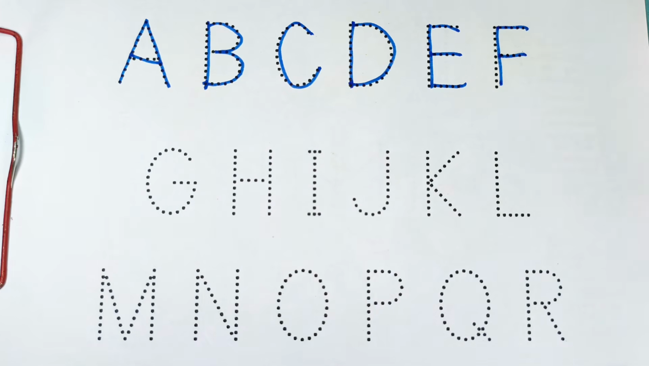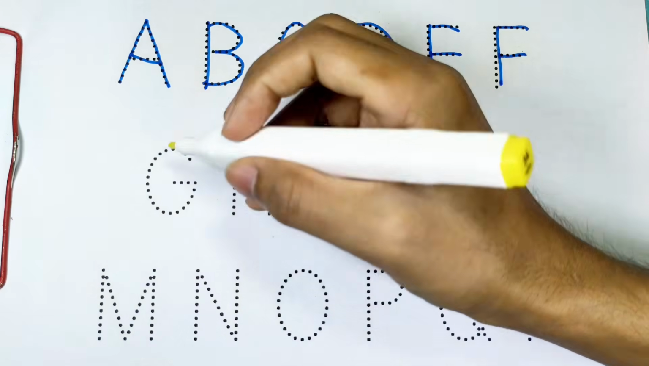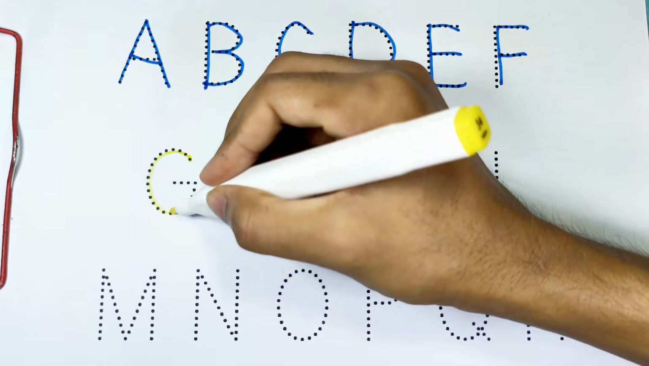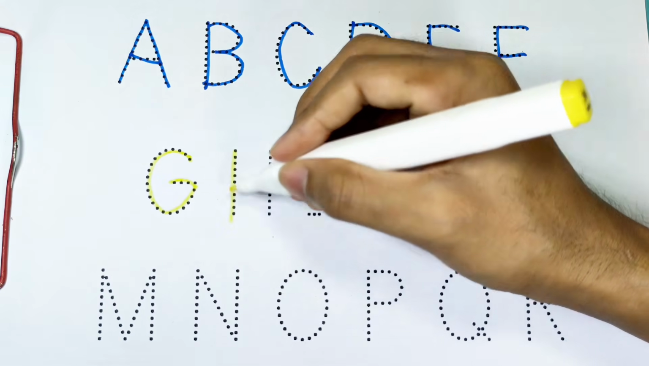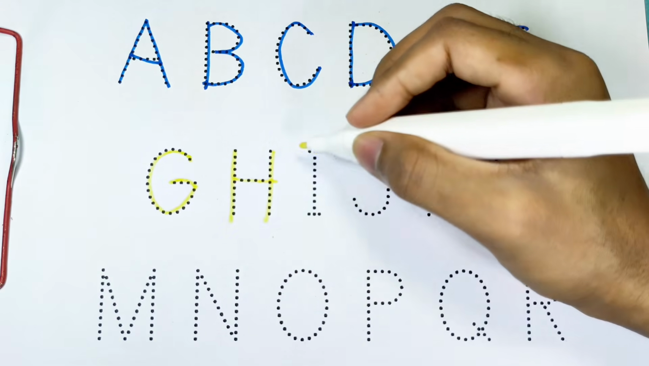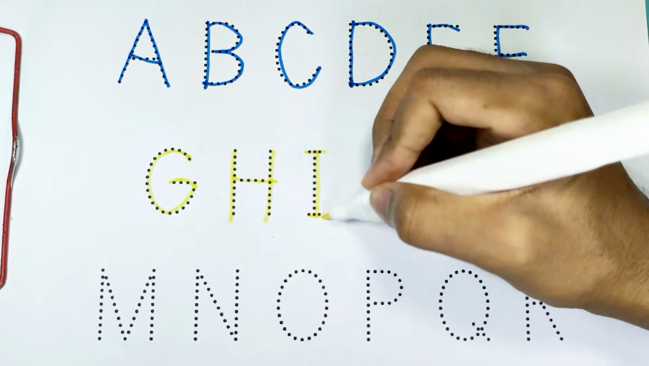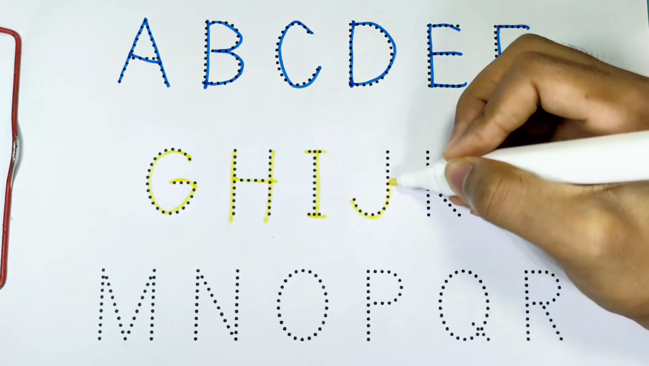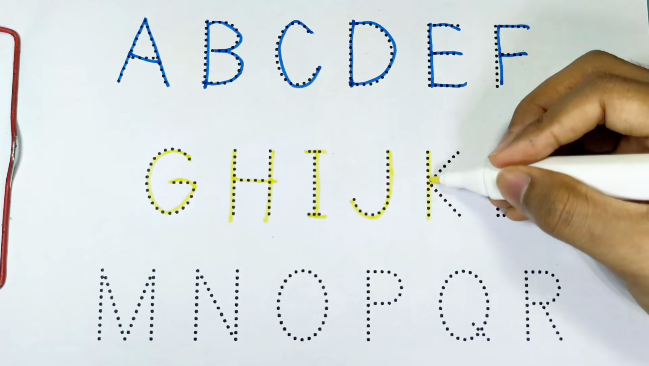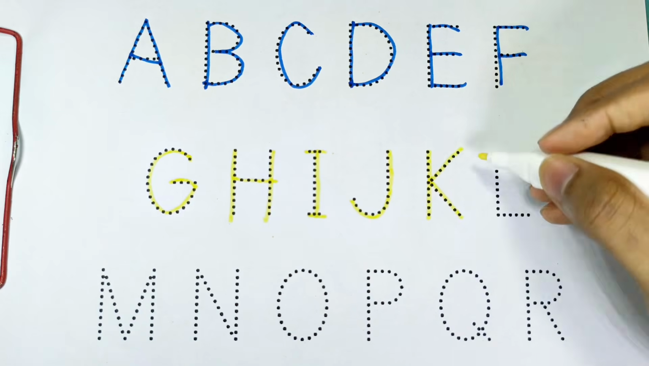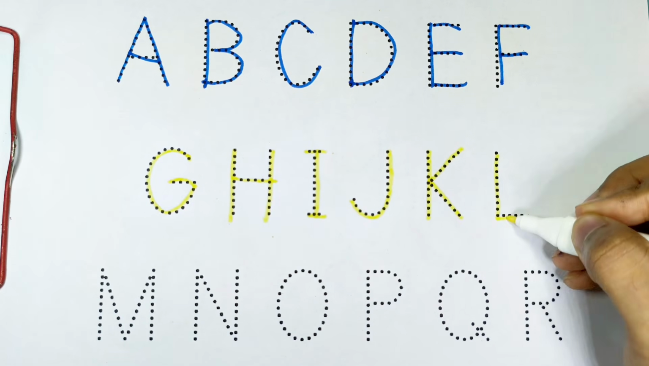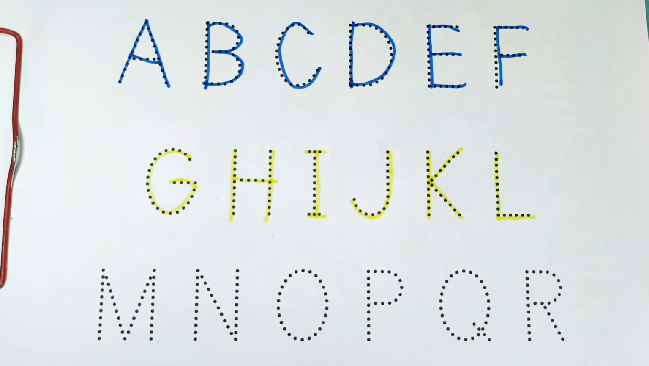The next one is G. Yellow color, G for god, the alphabet of G. H for hand, H. I for ice, I for ice cream, I. J for jackfruit, J. K for kite, K. The next one is L. L for lion, L for lemon, L.